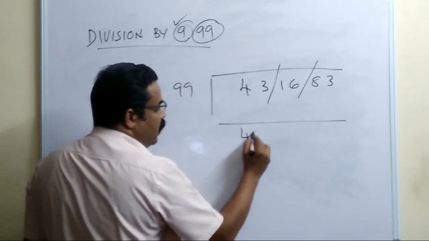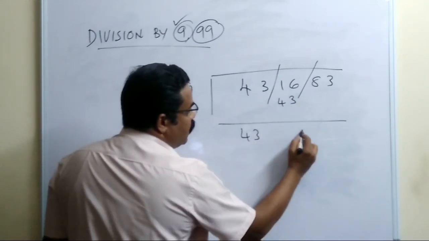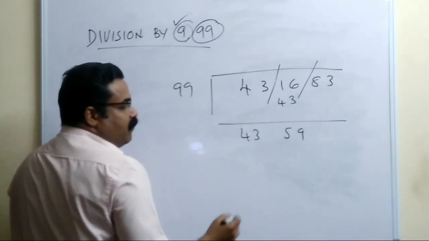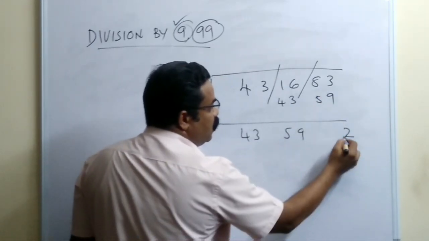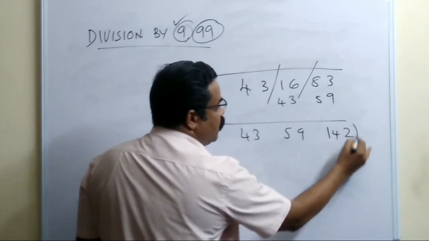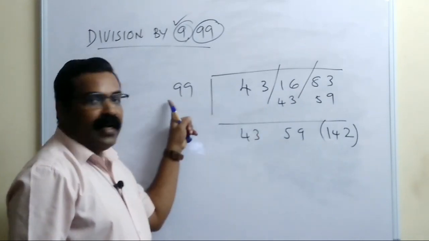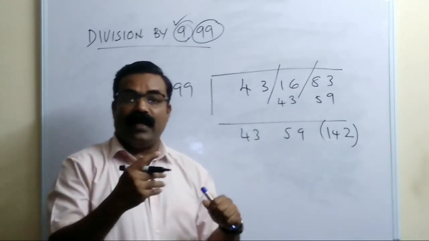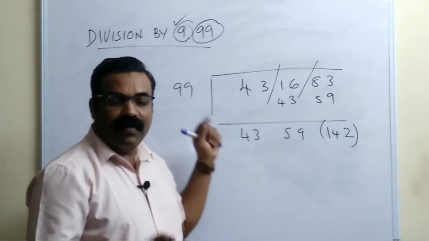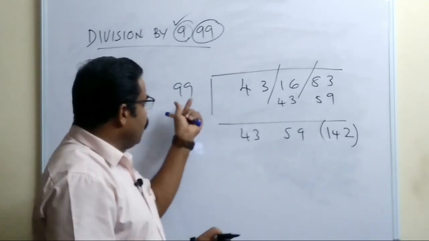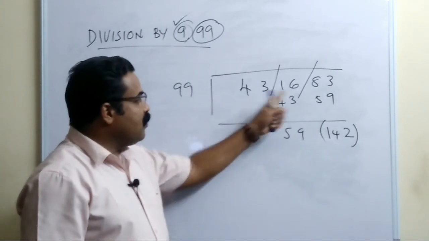First I will write 43 here, and that 43 will be added here. When I add that 43 here, I will get 9 and 5, 59. When I add this 59 here, I get 2 and 4, 142. Now 142 cannot be a remainder when a number is divided by 99, because whenever you divide a number by 99, the remainder will always be less than 99.